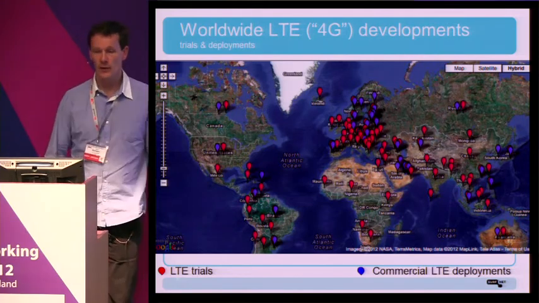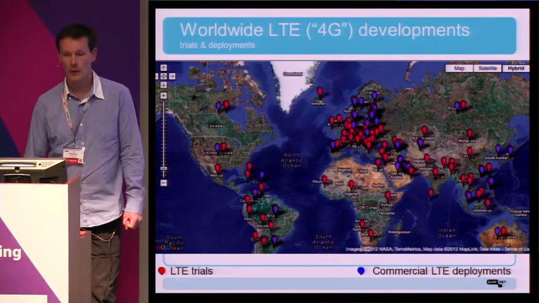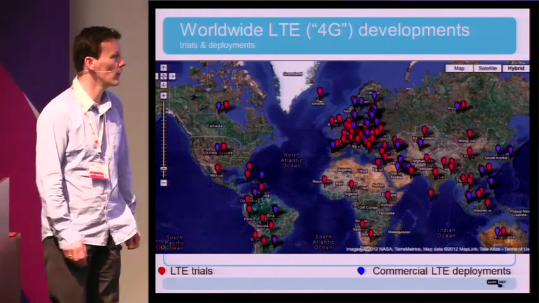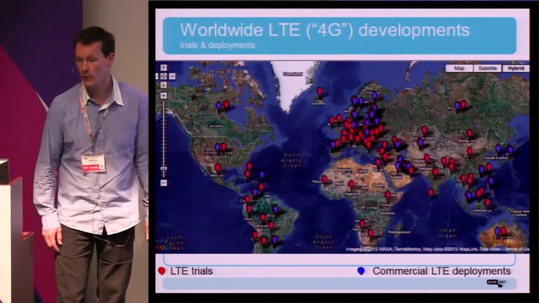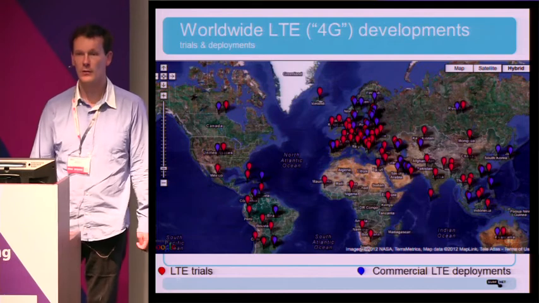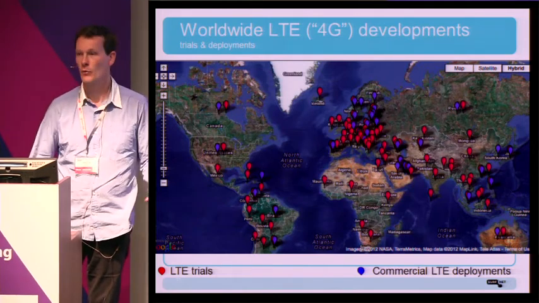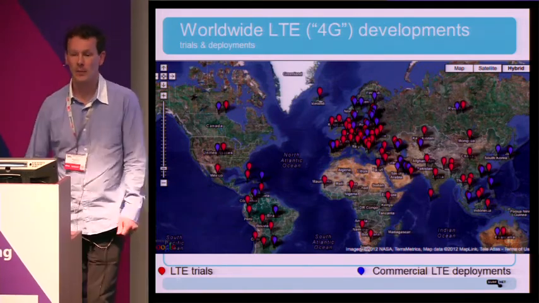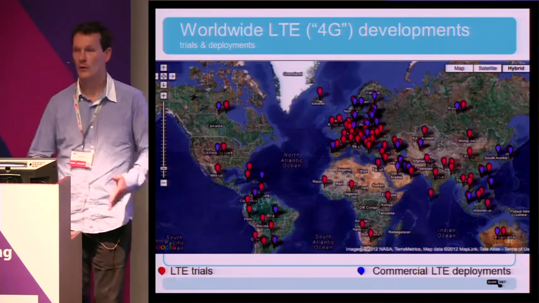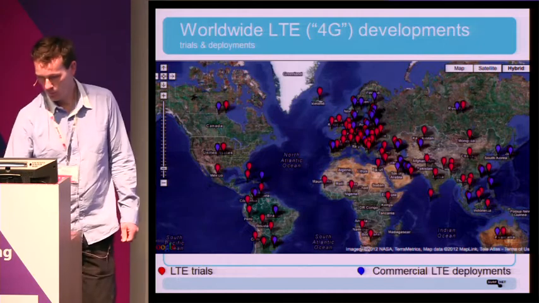Well, LTE is worldwide available in a number of countries. The red ones are trials, which are committed right now, but the blue ones are operational networks. In the Netherlands, we didn't have a commercial LTE deployment yet until 1 week ago. I guess we were still ice skating. But now we're getting somewhere, and that's where we, from SURFnet, of course, want to do something with that.